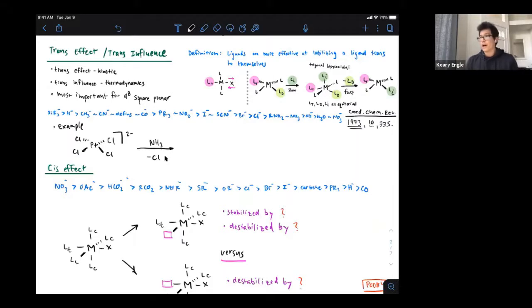The trans effect is most important for d8 square planar complexes. It also plays a role in octahedral complexes, but in d8 square planar, it really plays a dominant role. So that's what's often used for discussing specific examples. And in terms of a definition, this is an empirical phenomenon that certain ligands are found to be more effective than others in labilizing a ligand that is trans from itself.